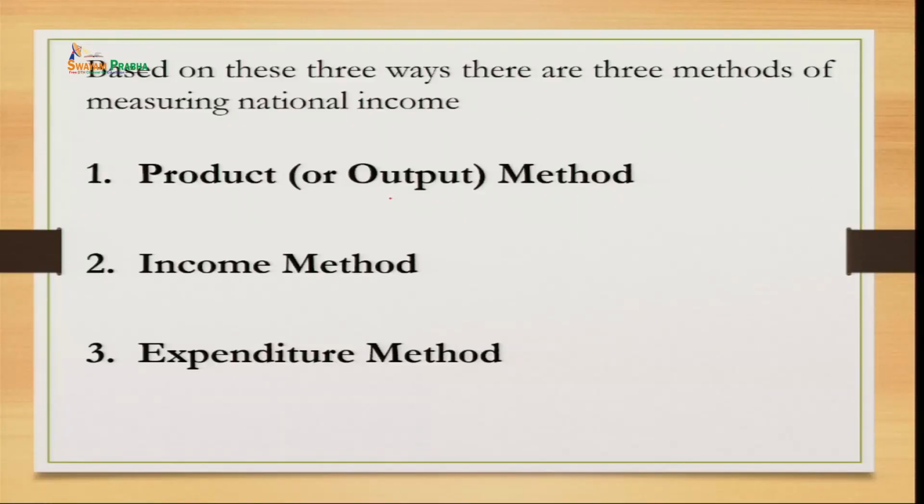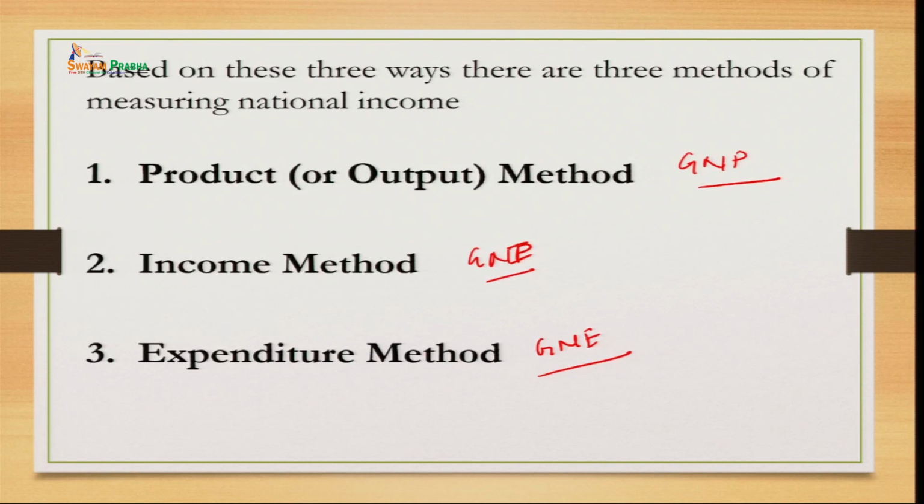Now, let us go to the next heading where we are going to look at the methods. How do we measure this national income? What are the different methods available to us through which we can calculate this national income? Basically, national income can be calculated in 3 different ways. The first method is called the product method, which is also called the output method. Then we have the income method and the expenditure method. These are basically called GNP, GNI, sorry, and GNE, that is gross national expenditure.